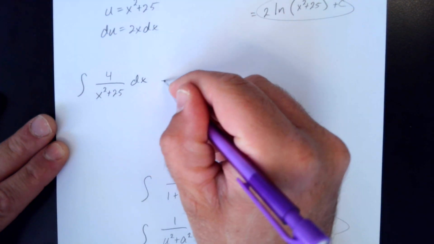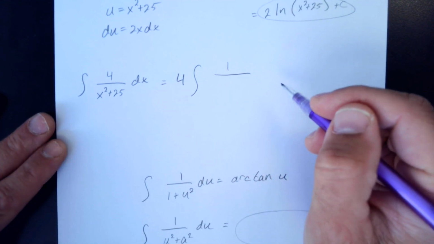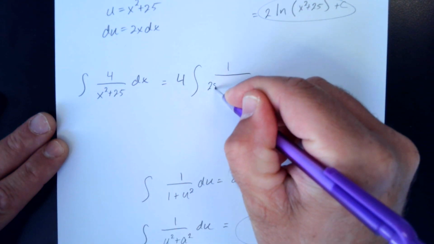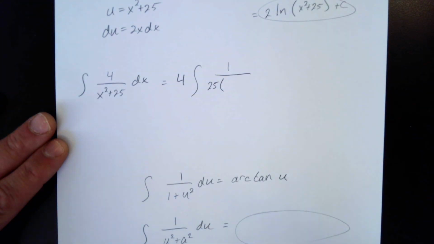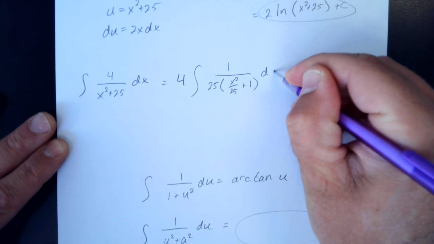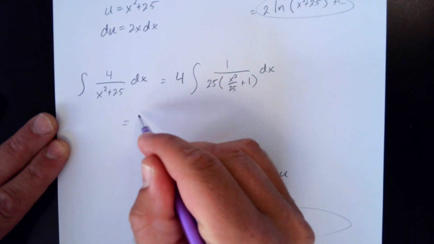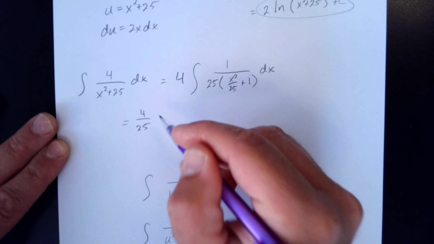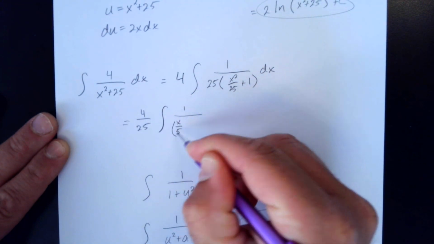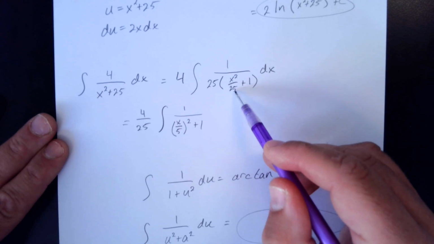I'm going to take that 4 out, and we'll have 1 over, and then what I want is for this to be a 1 here so I can use this formula. So I'm going to take out this 25. And what I'll be left with is x squared over 25 plus 1 dx. And now I can take out that 4 and the 25, and I have 4 over 25, the integral of 1 over x over 5 squared plus 1, because x squared is this x squared, and 25 is 5 squared.